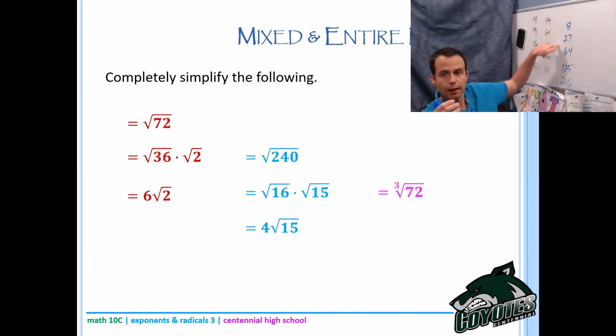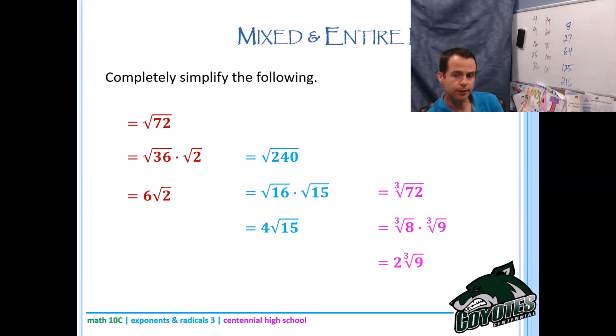So cubed root of 72, I need a perfect cube factor, something off this list that will work nice with 72, and that would be 8. 8 times 9 is 72, so I break this down into the cubed root of 8 times the cubed root of 9. Please, please, please don't forget your cube, don't forget that little 3 as a root index. So important. And then the cubed root of 8 is 2. So my final answer would be 2 cubed root 9.